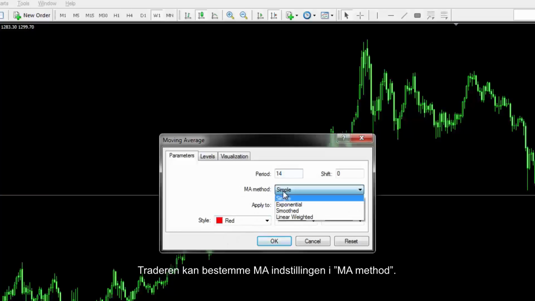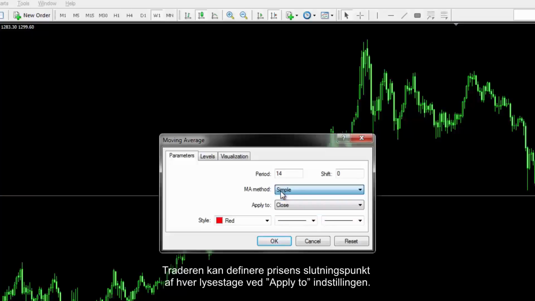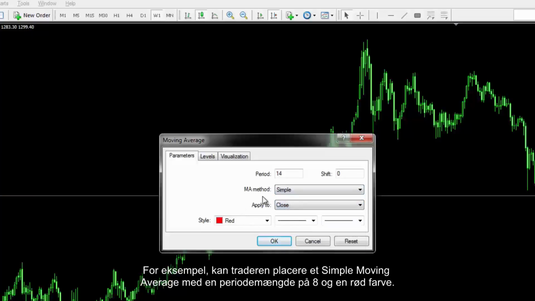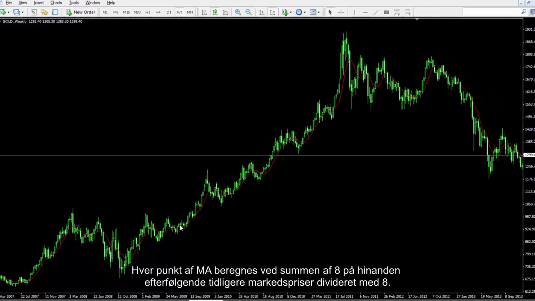A trader can determine the MA mode from the MA method. A trader can define the price inference spot of each candle by applying the apply to option. For instance, a trader can place a simple moving average with a period amount of 8 and a red color. Each point of MA is calculated by the summation of 8 consecutive earlier market prices divided by 8.